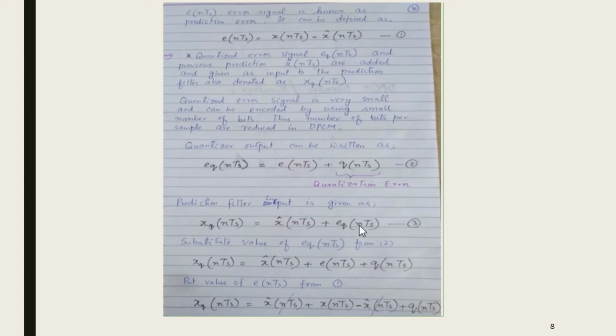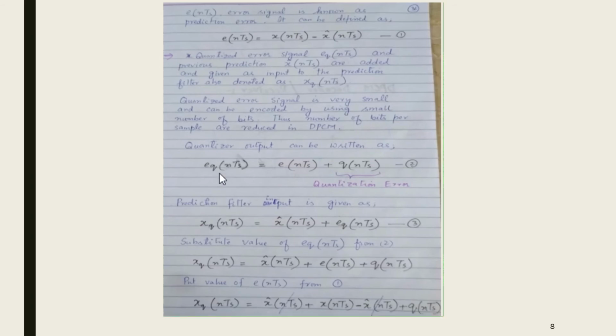So this quantized error signal, along with the previous predicted value, will be added to get the current quantized Xq of nTs, which is the input to the prediction filter. If we substitute the value of the quantized error signal from equation 2 into equation 3, we get a new equation: Xq of nTs is equal to X bar of nTs plus e of nTs plus q of nTs.